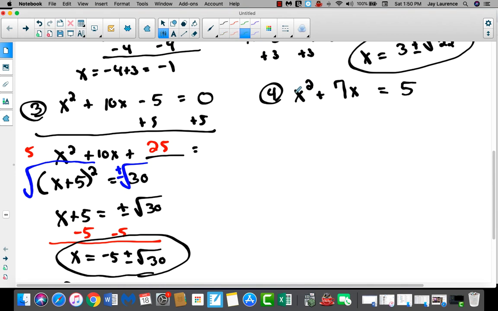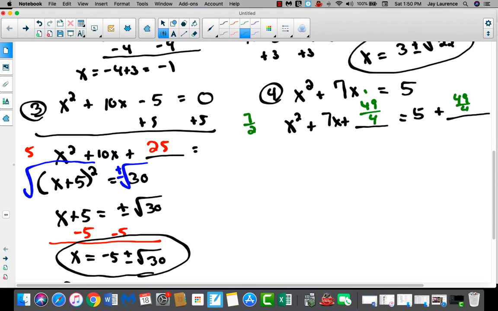Okay, problem 4. A is 1. C is already gone, so I don't have to worry about that. So I'm going to need half of 7. Well, that's going to be 7 halves. Okay, so I'm going to have x squared plus 7x plus that blank, and that's going to equal 5 plus the blank. Now I have to take that 7 halves and square it, which will be 49 fourths.